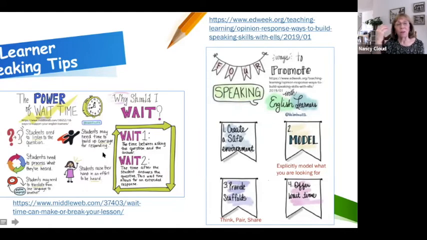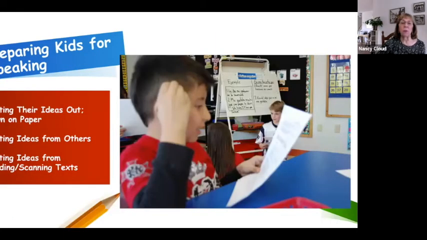Oh, I thought of something, I don't know if I want to speak. And also they have to have that courage to raise their hand, get recognized, and so forth. So that's something that we want to think about. Ways that we can create safety is by helping kids get their ideas out and down on paper, or get ideas from others through a give one, get one, or get ideas from reading the text again, or scanning the text, or looking at the interactive word wall.